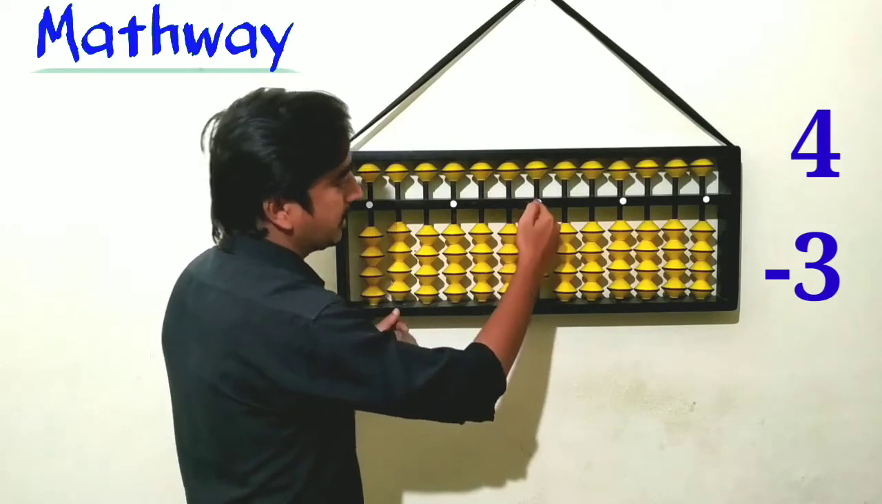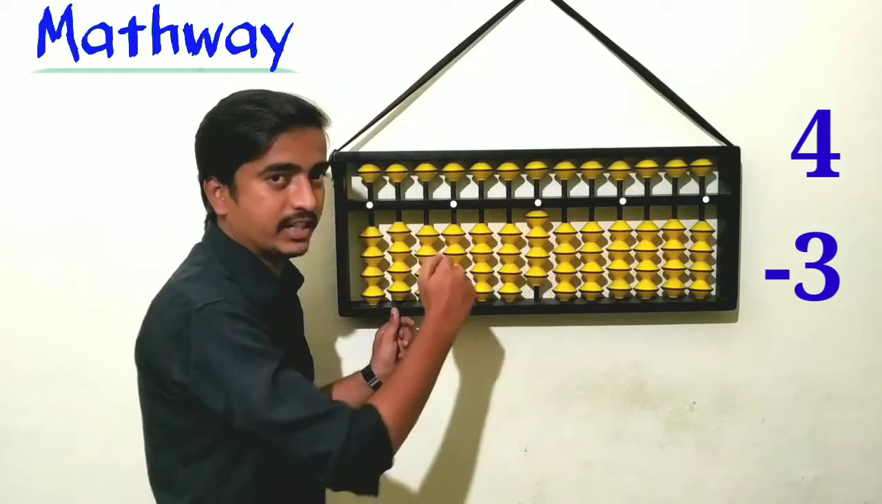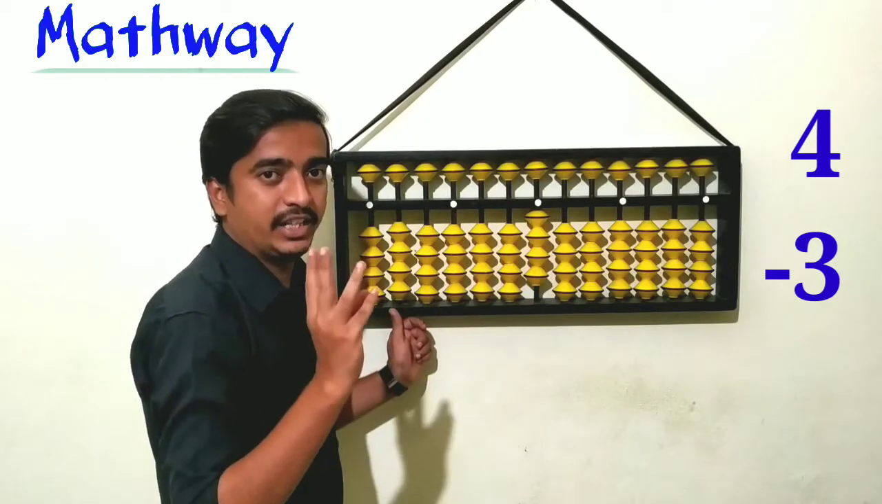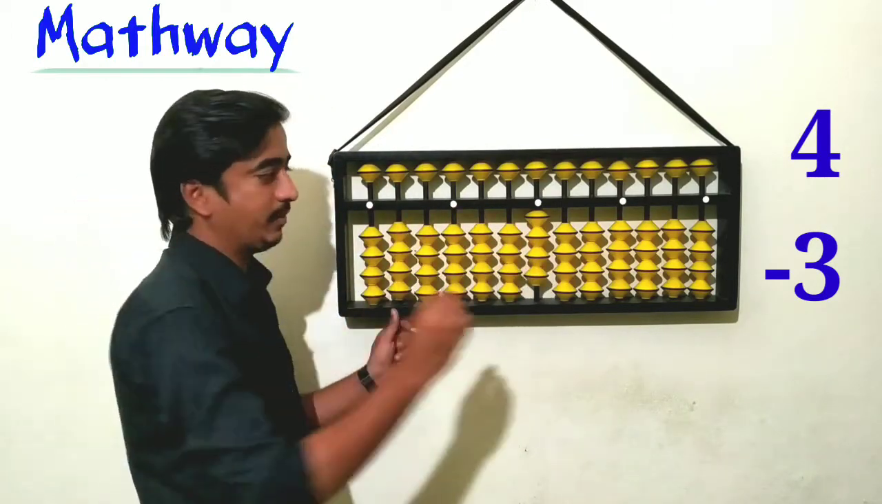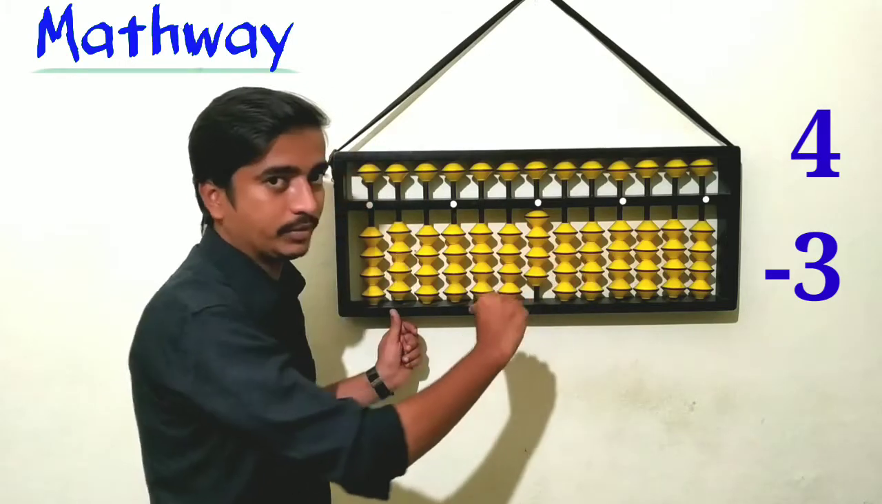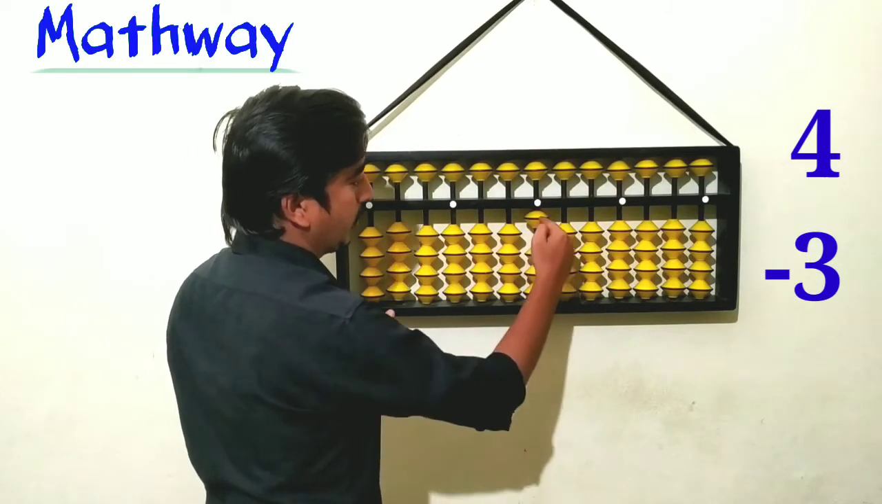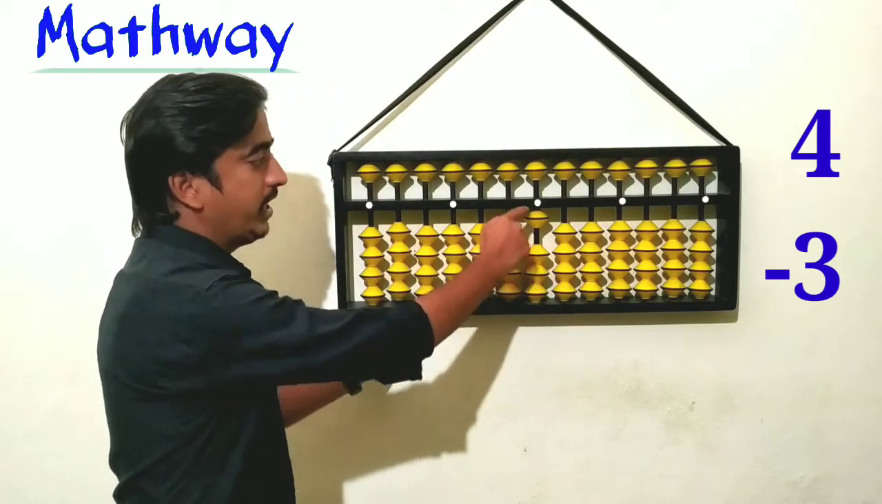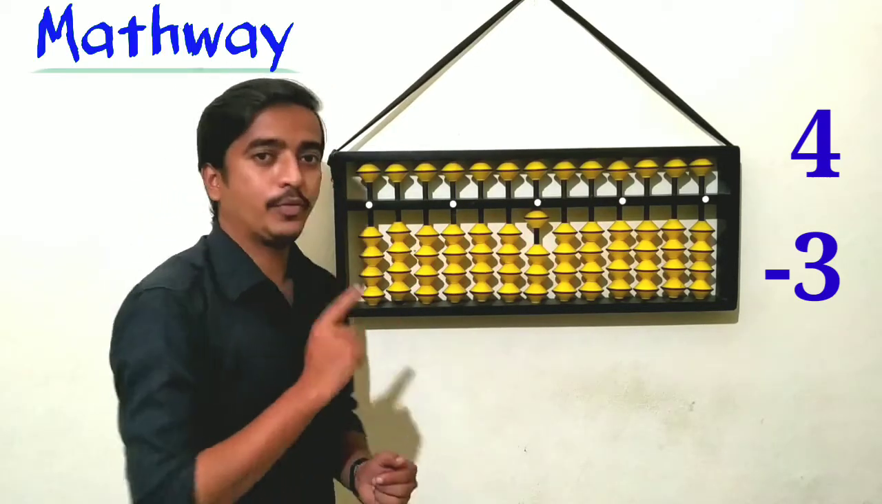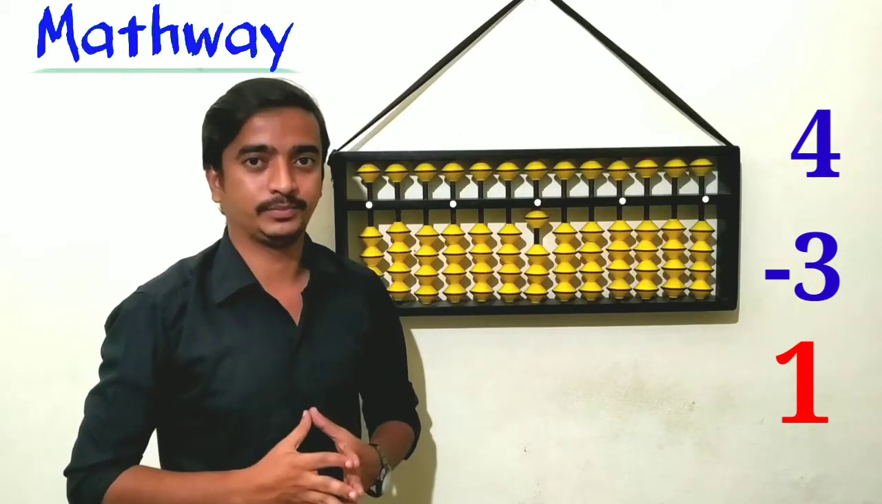Here, 4 beads are connected to the answer line. So now take away the 3 beads. Take away means not taking in this way, just move them down. So 3 beads we need to take down. 1, 2, 3. What is the answer we got? Only 1 bead is connected with the answer line, right? So 4 minus 3 is 1.